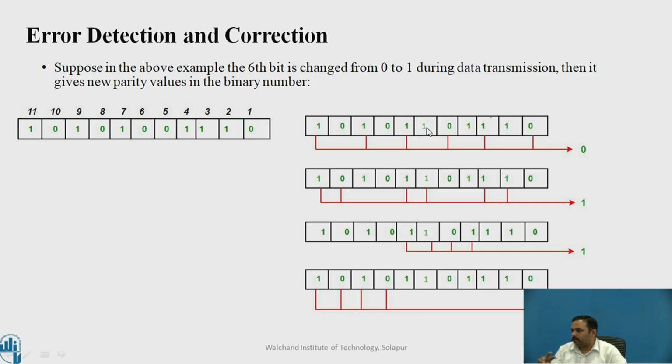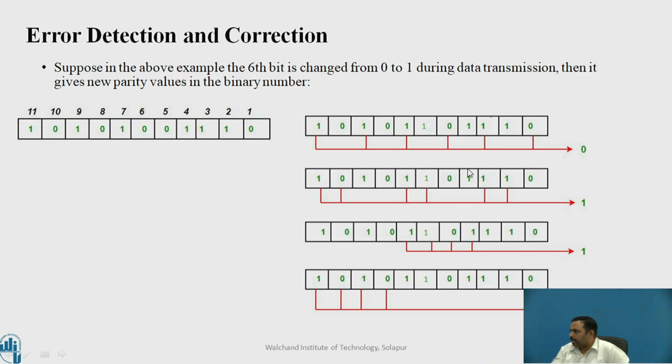During transmission there is noise in the network, and that's why instead of 0, the number 1 is sent. So how to calculate? First we have to calculate with the first set. We have to check how many times one is available in this set. So first is 0, this is 1, first 1, 2, 3, 4. So here number of 1s is an even number, so parity bit is 0.